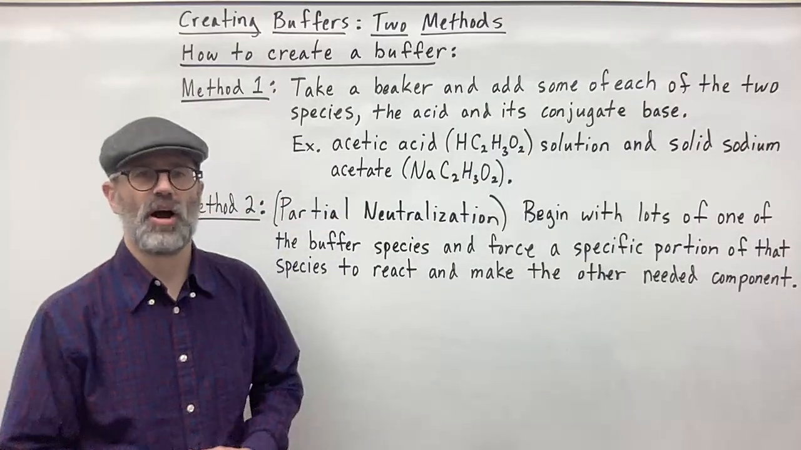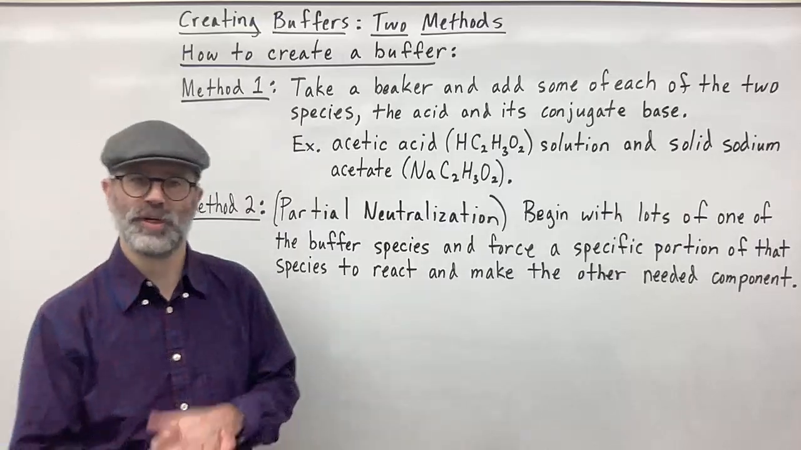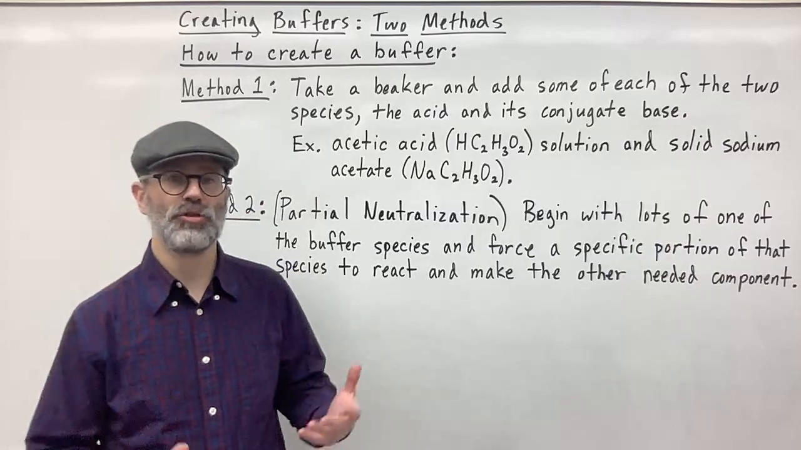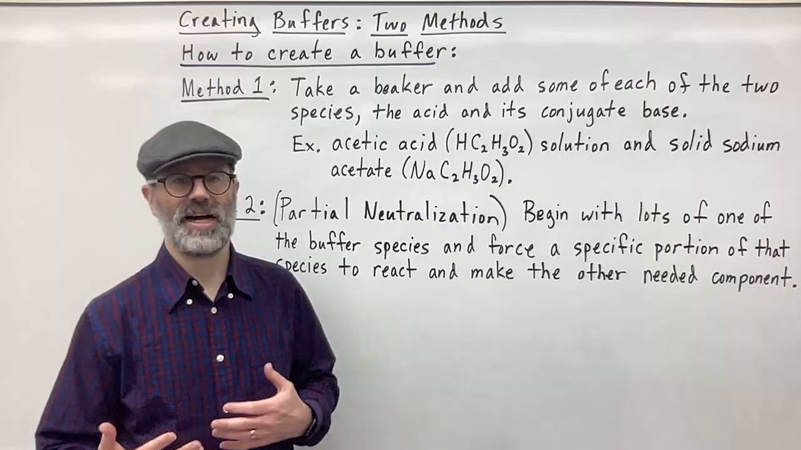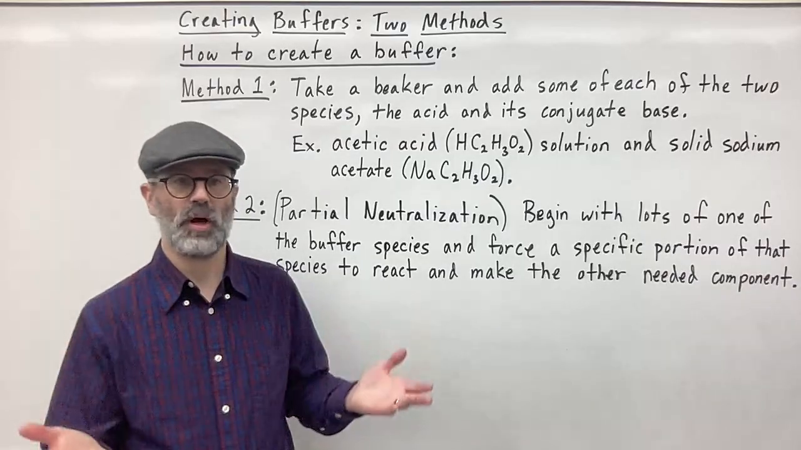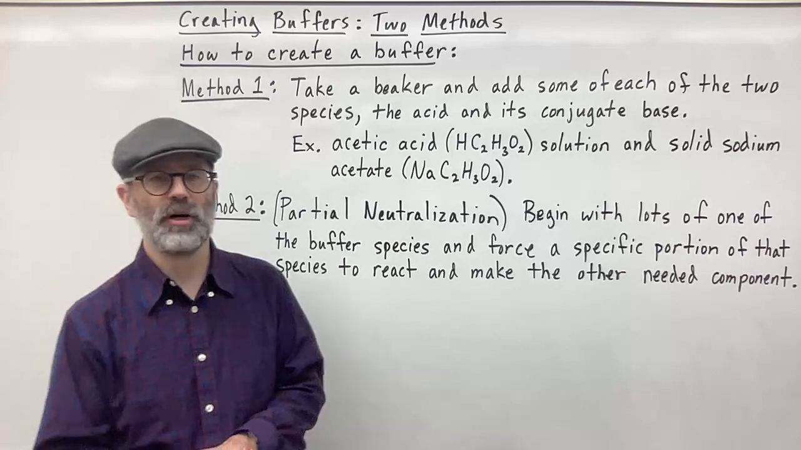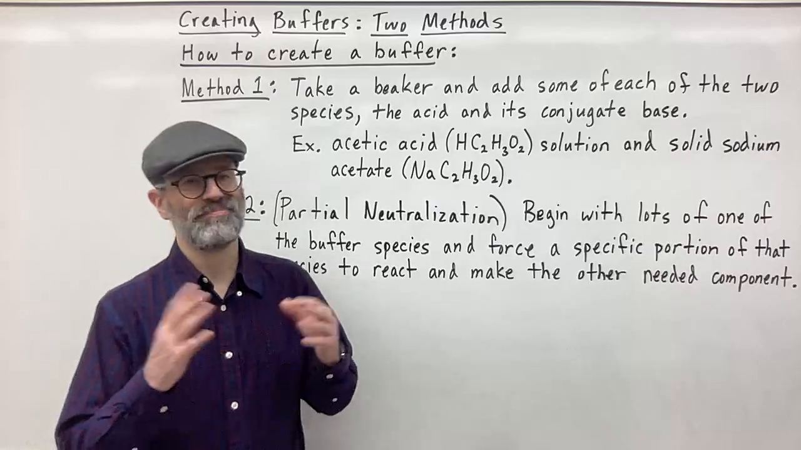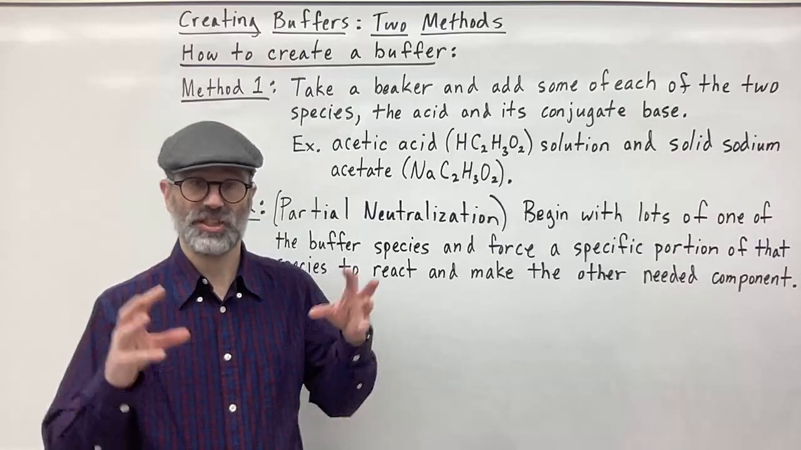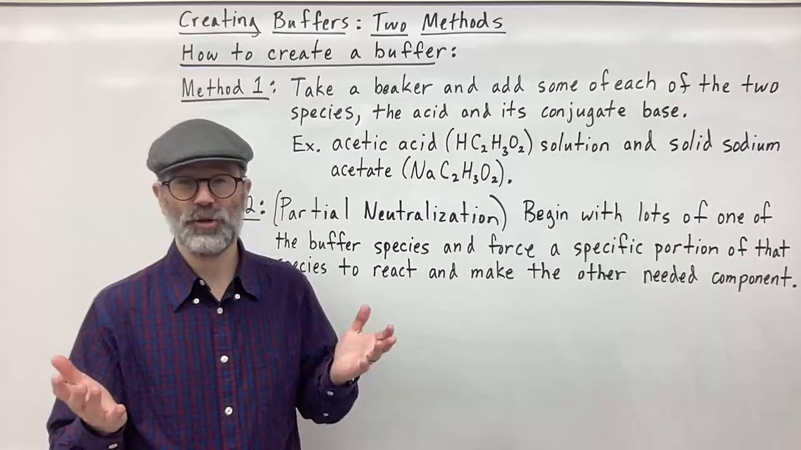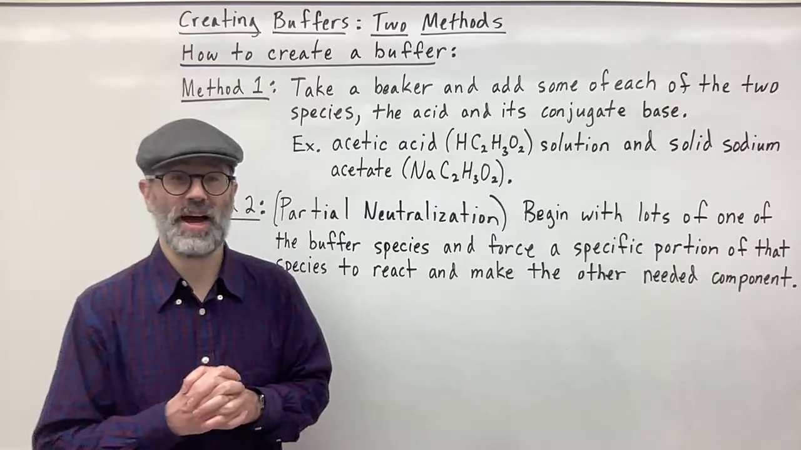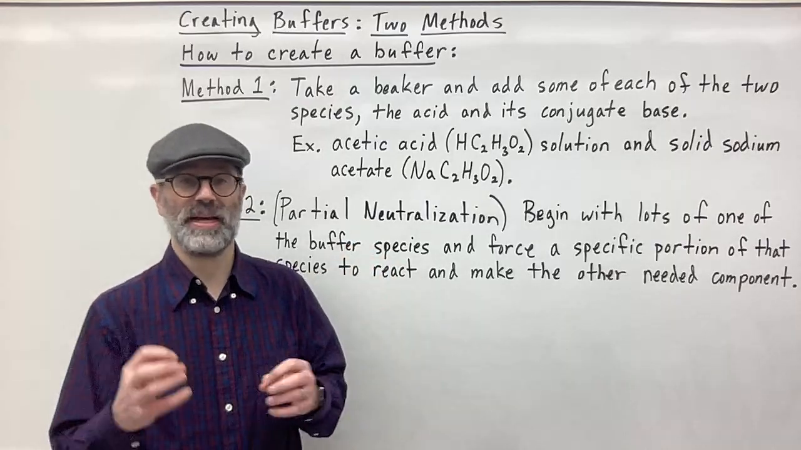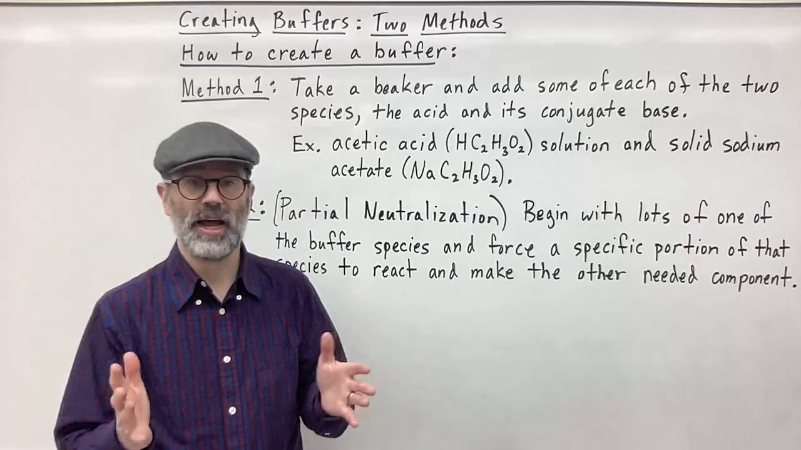So again, as I said, there are two methods. The first method is pretty straightforward. All you do is you take a beaker and you add some of each of the two species, the acid and its conjugate base, into the beaker, and voila, you have your buffer, right? So remember, a buffer must have large or relatively large amounts of each of the species in it, right? And the best buffer you can have is equal amounts, right? So if I could add equal amounts of both the acid and its conjugate base together into the beaker, then I would have my buffer.